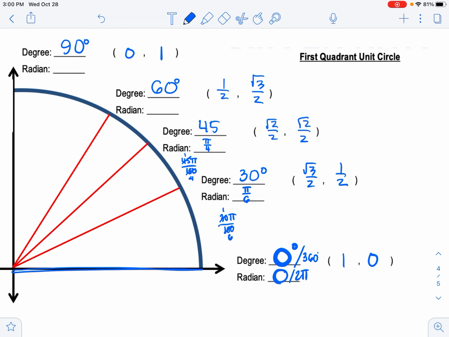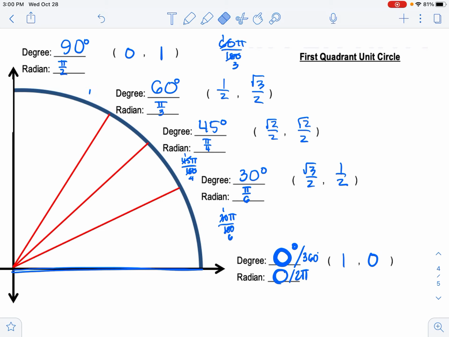All right, 60 degrees. I lost my degrees right there on those two. 60 times pi divided by 180. 60 goes into itself once, 60 goes in 180 3 times. This is pi over 3. And then last but not least, 90 times pi divided by 180. 90 goes into itself once, 90 goes in 180 twice. This is pi over 2.